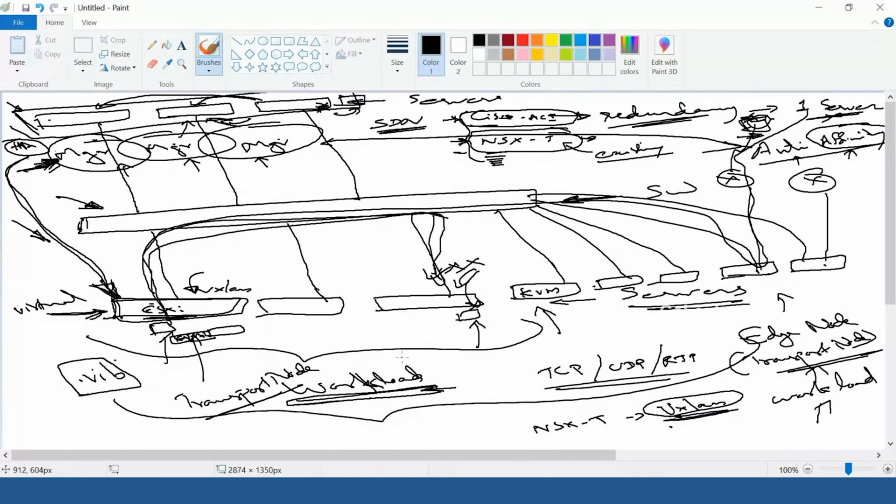The server will do this. That is why we are doing this preparation, the transport node preparation. I told you we are installing some VIPs. This VIP software is capable of doing this VXLAN encapsulation and decapsulation. Clear?